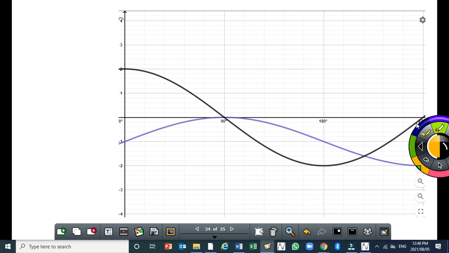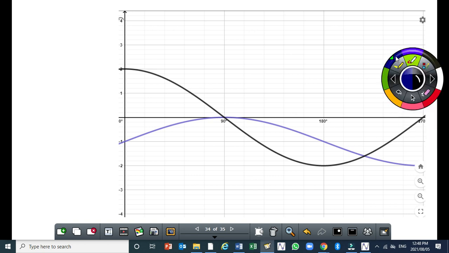The graphs we're supposed to get: the blue one, that's sine x, so this will be f of x. And the black one, that's g of x equal to 2 cos x. And this will be f of x equal to sine x minus 1.